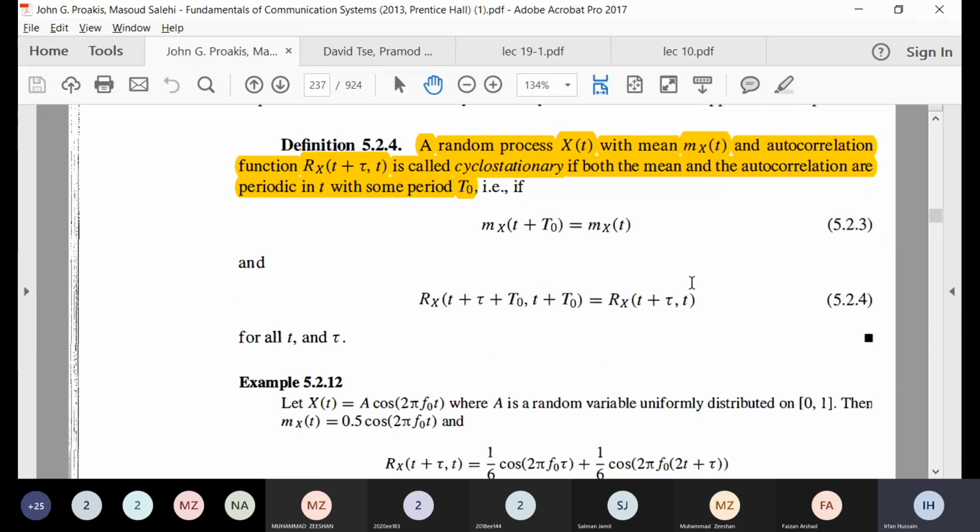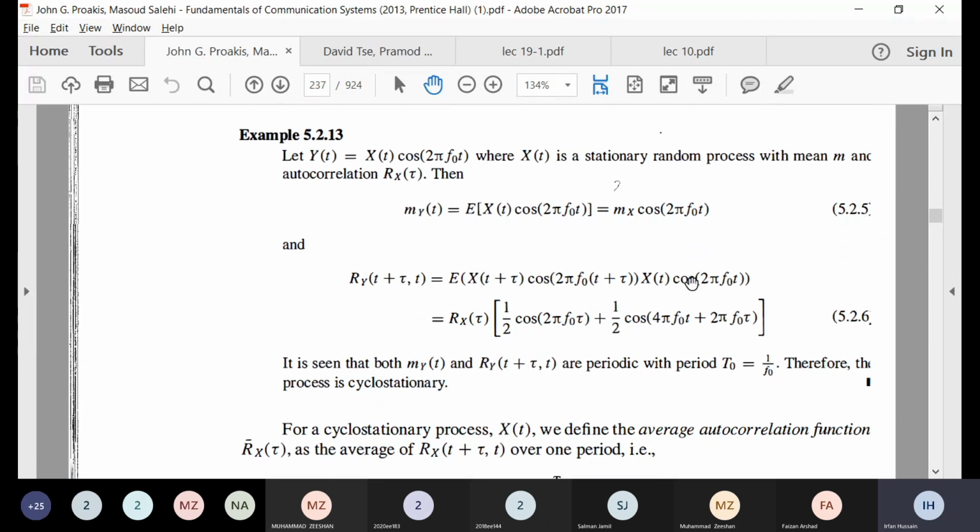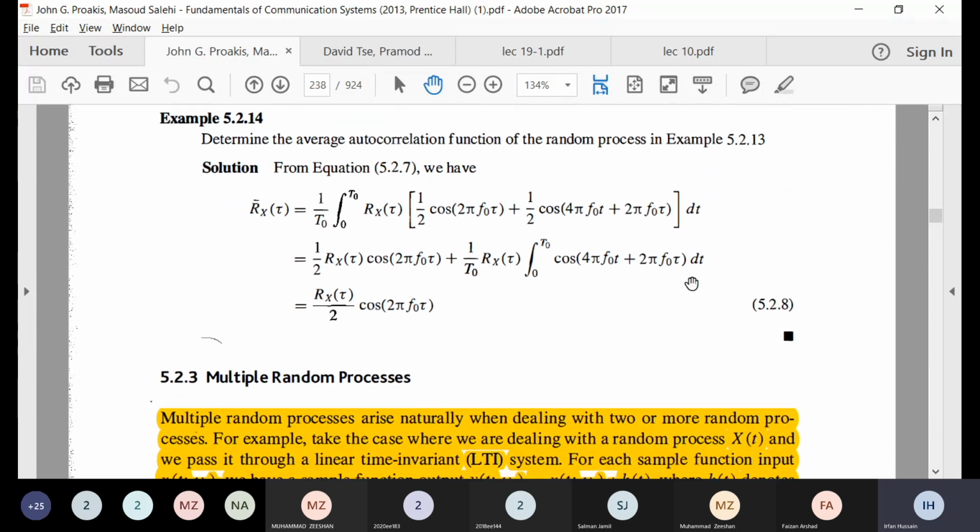Cyclostationary is not in our course, so you can just skip it. This is for master level, so we won't be studying this.